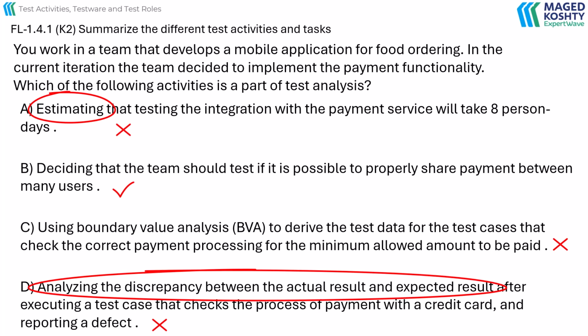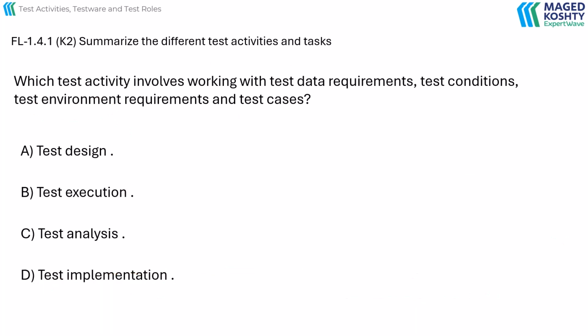Let's look at the second question. Which test activity involves working with test data requirements, test conditions, test environment requirements, and test cases? This is a little tricky. You might see test conditions and say test analysis, and you might see test environments or test data and say test implementation. But the key word in this question is working with, which means you already have test data requirements, test conditions, test environment requirements, and test cases in your hands.